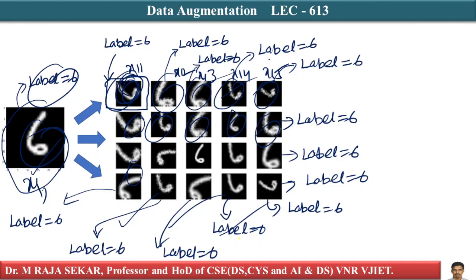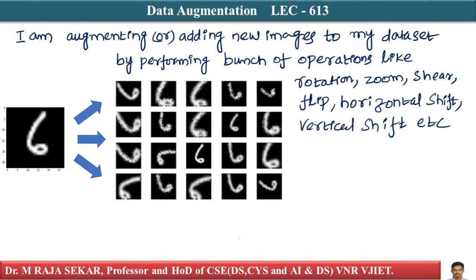So what am I doing here? For every data point in my original data set, I am augmenting my data set. I will keep the original one also, but in addition to it, I am adding new images to my data set by performing a bunch of operations like flip, zoom, shear, horizontal shift, vertical shift, and so on. You might wonder why they are useful.